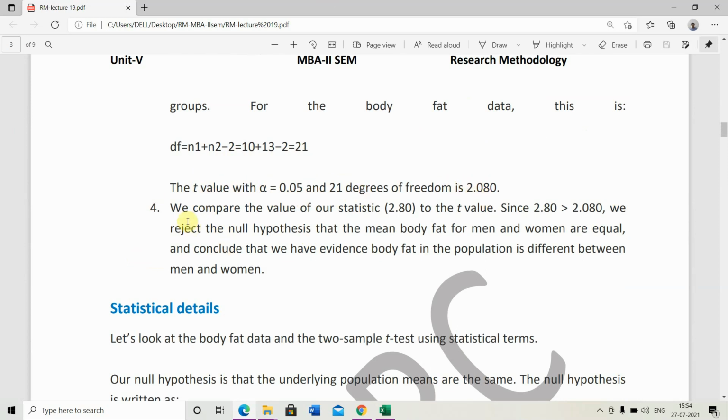table value. We compare the value of our statistic 2.80 to the t value. Since 2.80 is greater than 2.080, we reject the null hypothesis that the mean body fat for men and women are equal, and conclude that we have evidence body fat in the population is different between men and women.